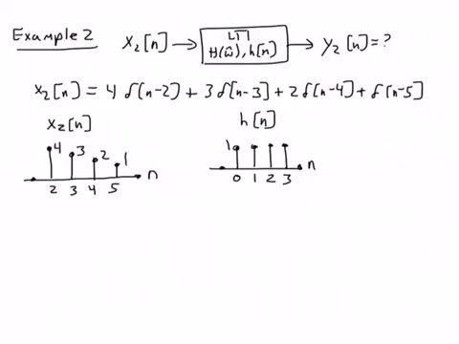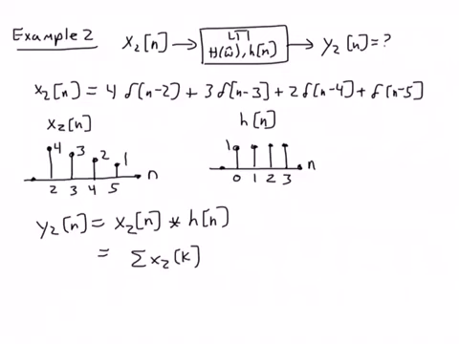right? So we know that we can write y2 of n is the convolution of the input with the impulse response of the system. We have both of those things, so it's quite easy to solve for the output using this. And we can write the convolution sum two different ways. We can write it as the sum of x2 of k, h of n minus k, summing over all k. Or we can write it as the sum over k of h of k, x2 of n minus k.